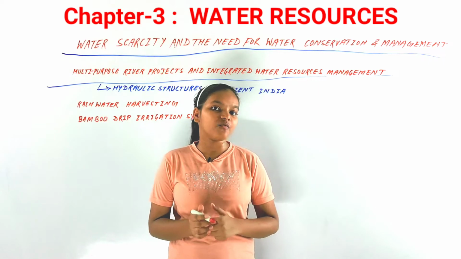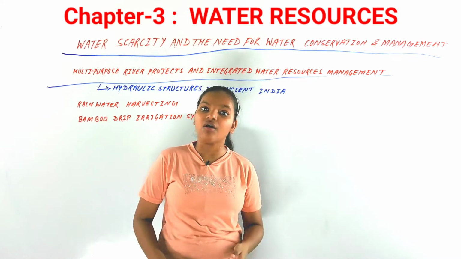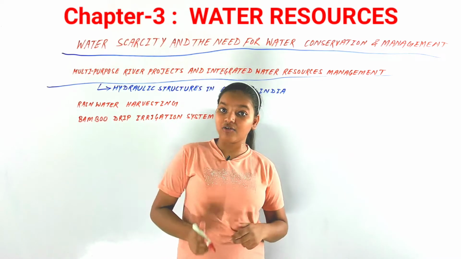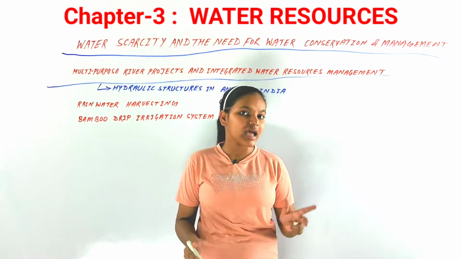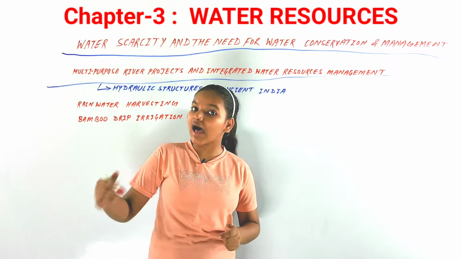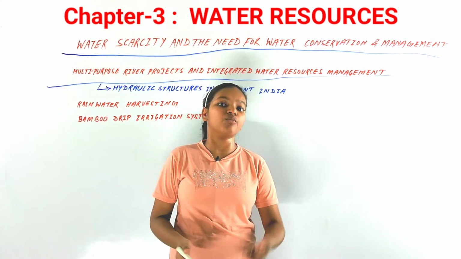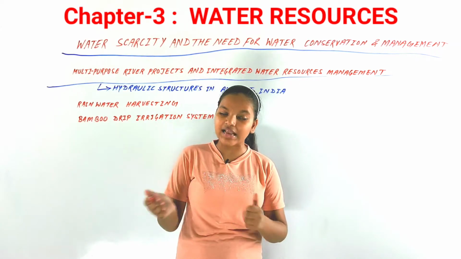They can be classified on the basis of structure, for example embankment dams or different kinds of dams, like concrete dams, hard dams, those kinds of dams. And they can be classified on the basis of their height as well, like whether they are large scale dams or small scale dams.